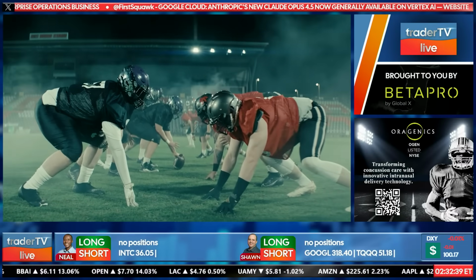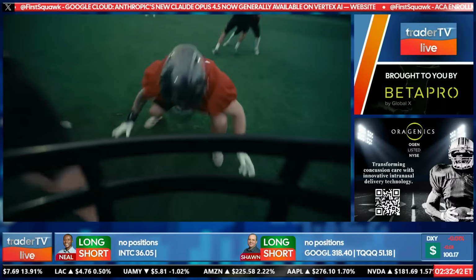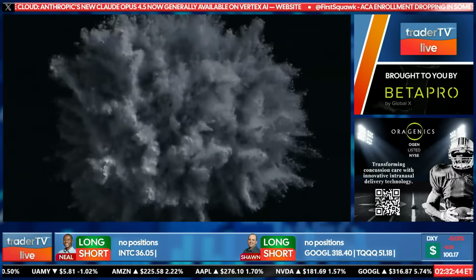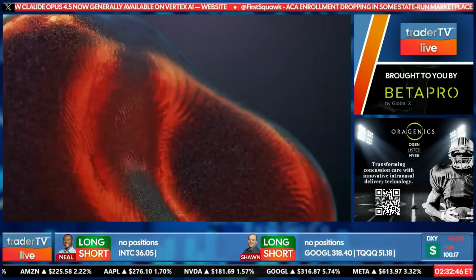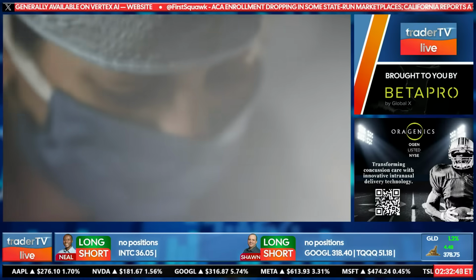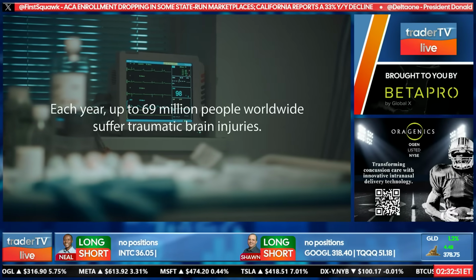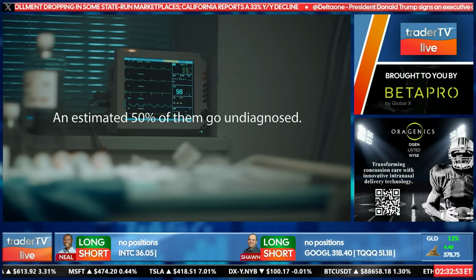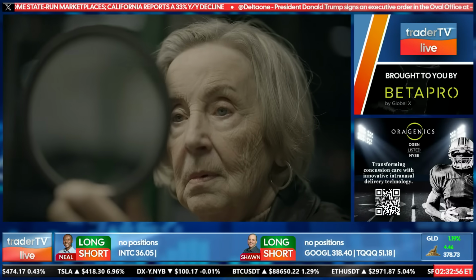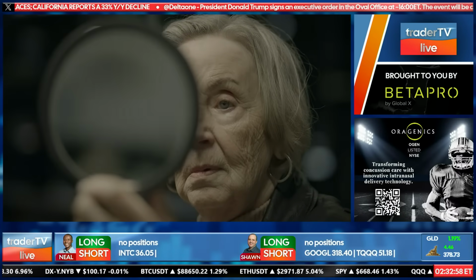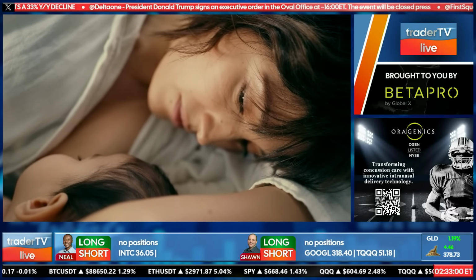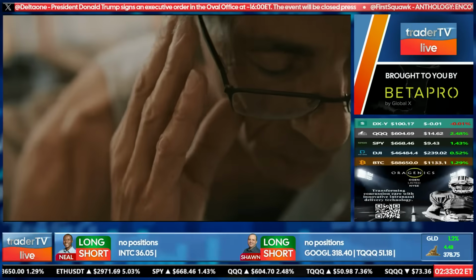Every year, everybody, 3.8 million concussions are reported in the US, yet still no FDA-approved treatment. NYSE-listed Orgenex, OGEN, is changing that with its first-in-class intranasal drug designed for rapid brain access. With the concussion treatment market projected to reach $8.9 billion by 2027, Orgenex is uniquely positioned to lead the way.